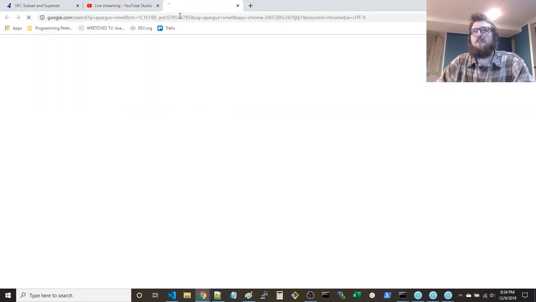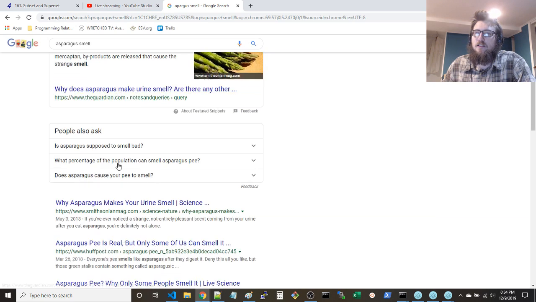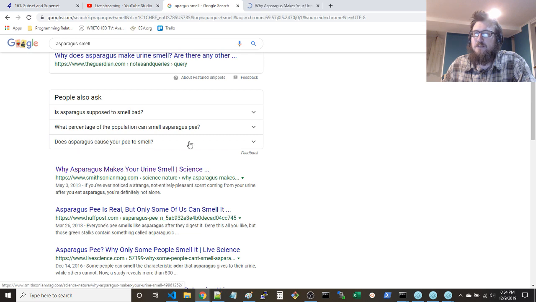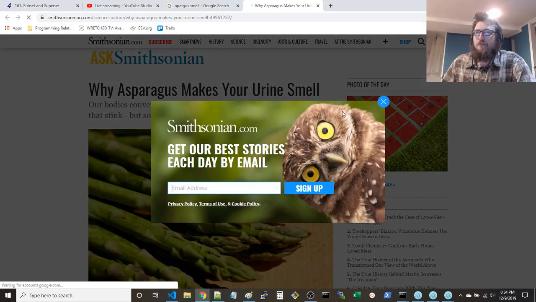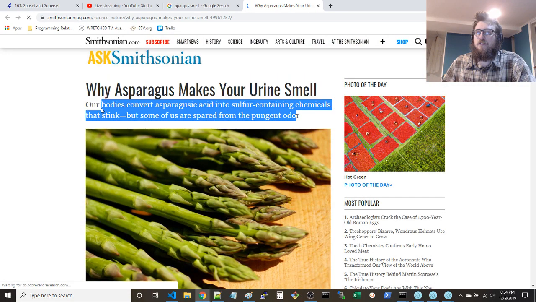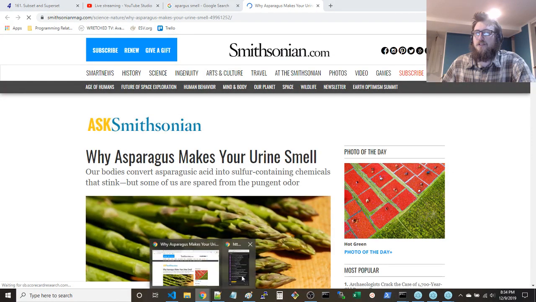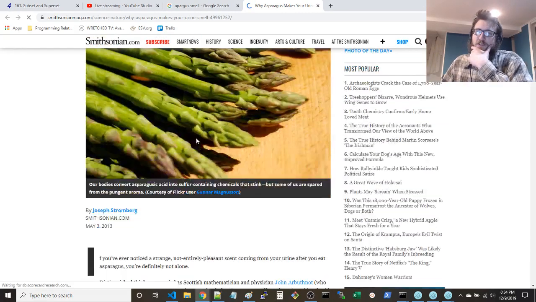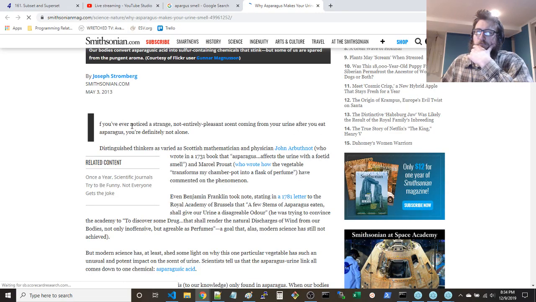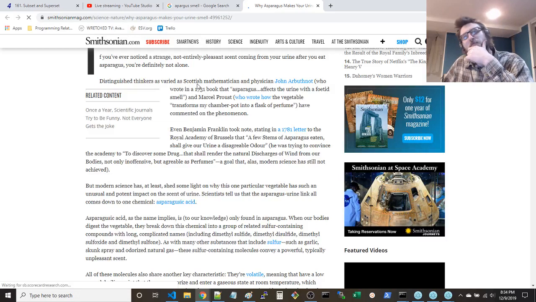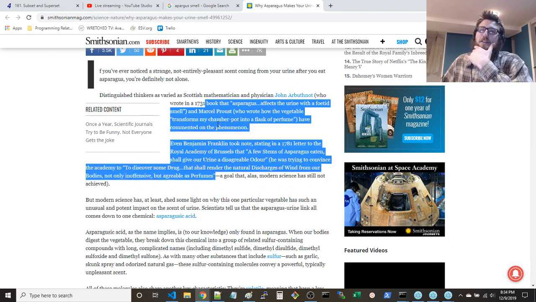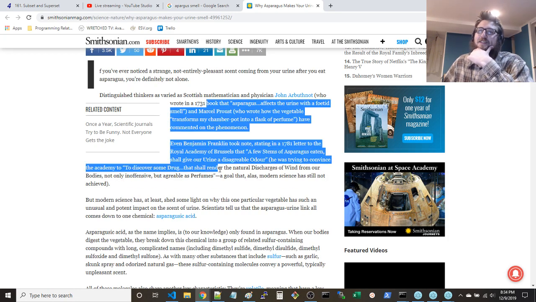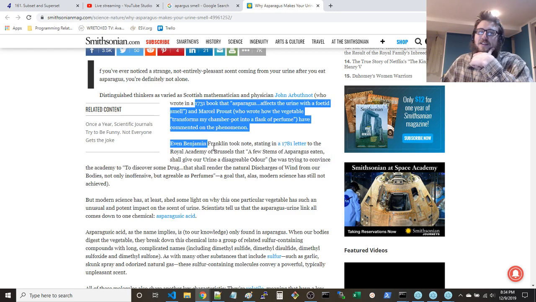Asparagus smell. Does anyone know why asparagus makes your urine smell? I heard that this has something to do with cleansing your body. I've been eating asparagus lately. There's something inherently funny about making your urine more pungent. It's like, why do you eat asparagus every day? I just want to mark my territory. It's got that extra kick.